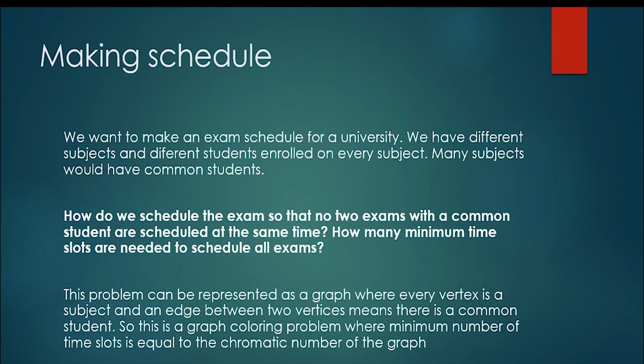We are going to see that there are 2 main algorithms, the greedy one and one that relies on some heuristics. It is called the Welsh-Powell algorithm, and this is why it's very important to be familiar with these kinds of techniques, because there are lots of applications of the coloring problem. So this problem can be represented as a graph where every vertex is a subject and an edge between 2 vertices means there is a common student. So this is a graph coloring problem where the minimum number of time slots is equal to the chromatic number of the graph.